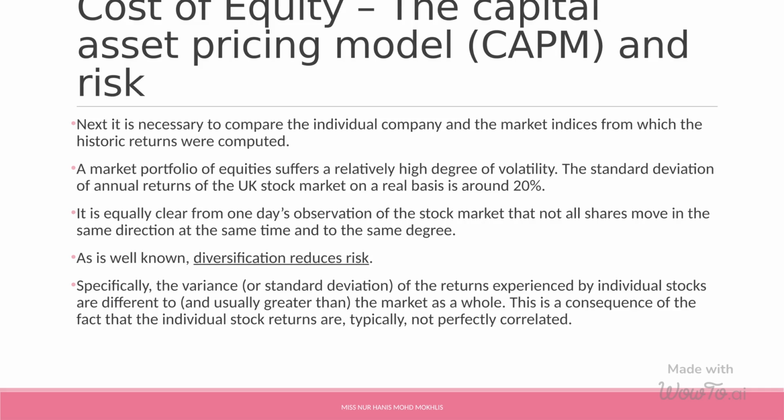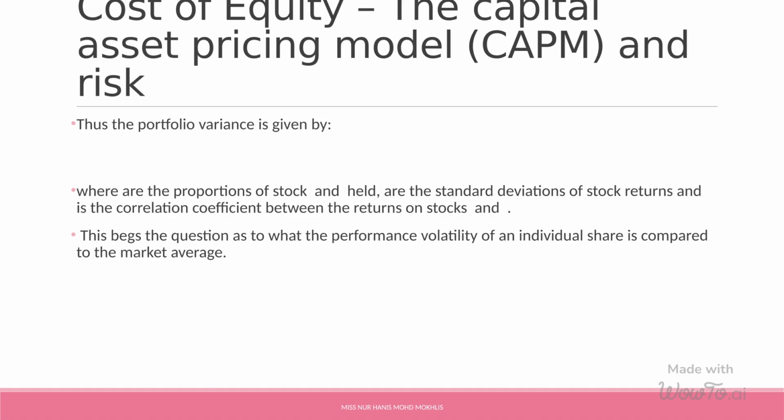Next, it is necessary to compare the individual company and the market indices from which the historic returns were computed. It is equally clear from one day's observation of the stock market that not all shares move in the same direction at the same time and to the same degree. As is well known, diversification reduces risk. This begs the question as to what the performance volatility of an individual share is compared to the market average.